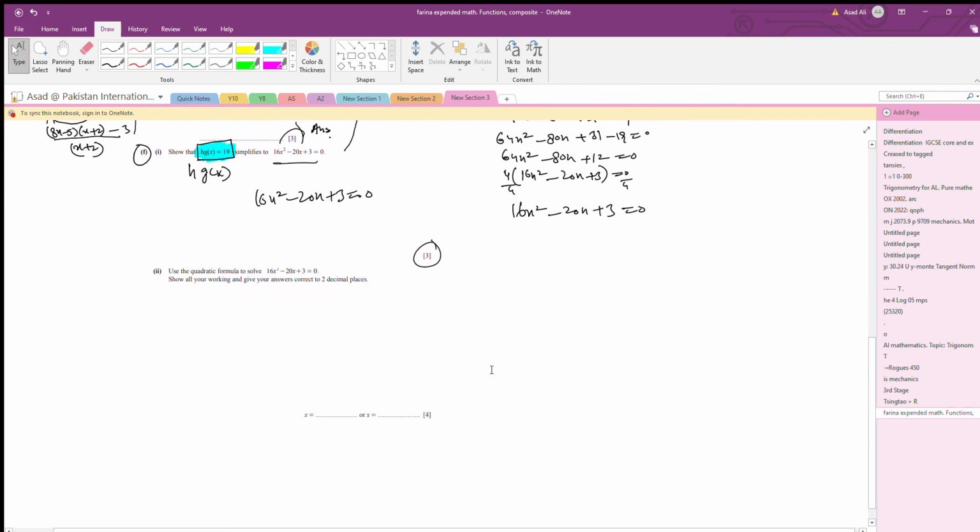Now the last part of the question, they say use the quadratic formula to solve 16x squared minus 20x plus 3 equal to 0, show all your working and give your answer correct to 2 decimal places. What's the quadratic formula? First write that: x equals minus b plus or minus square root of b squared minus 4ac, divided by 2a. What's the a value? a is 16. What is the b value? b is minus 20.